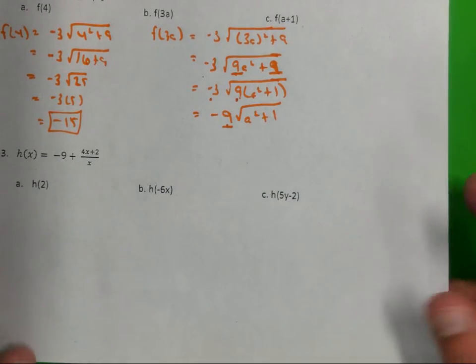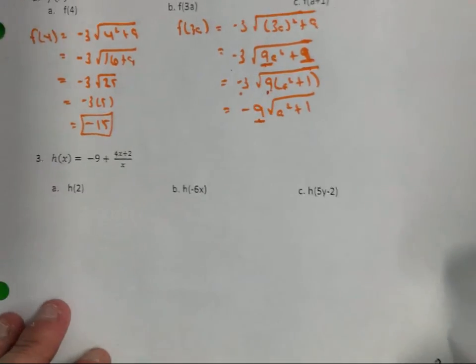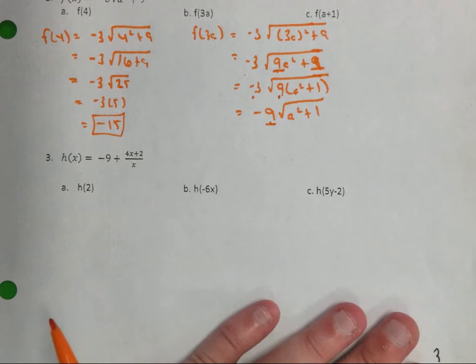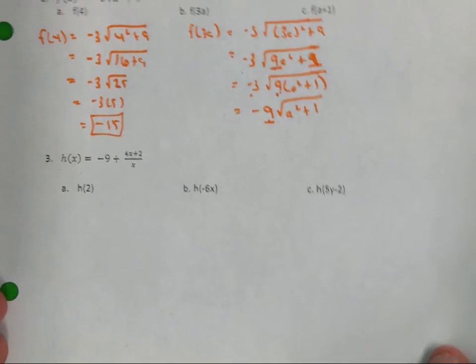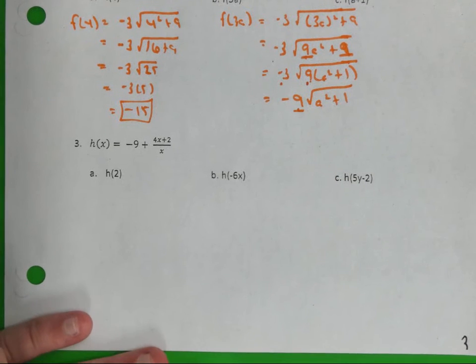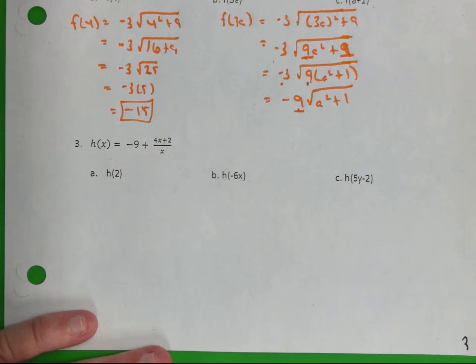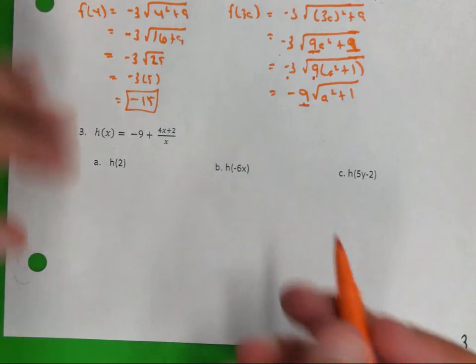All right. Let's look at number 3. I wasn't planning to get this far, but let's start on number 3. That means we can go even slower tomorrow. Number 3. We're going to do h of 2. What type of function is number 3? It's a rational function because you see a numerator and denominator, don't you? All right, so h of 2.